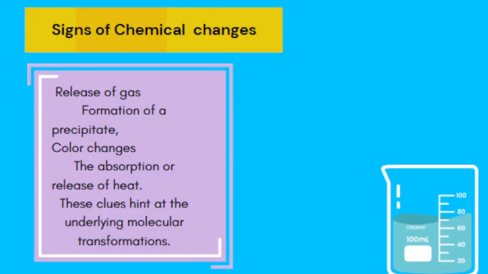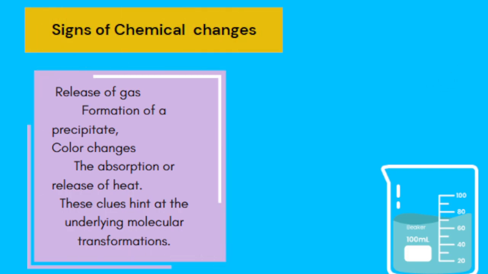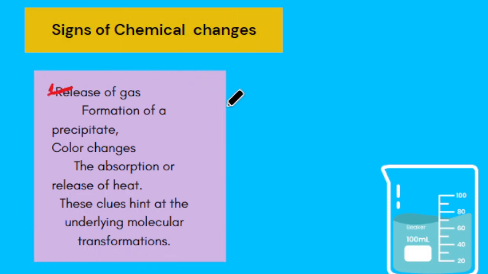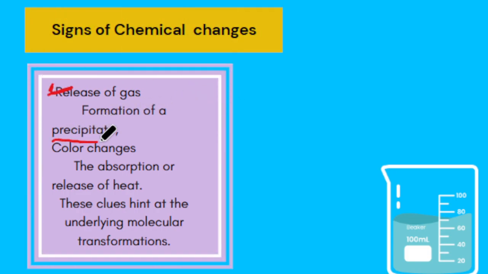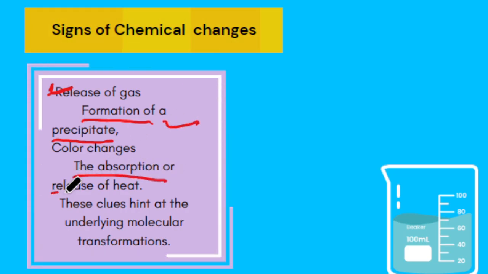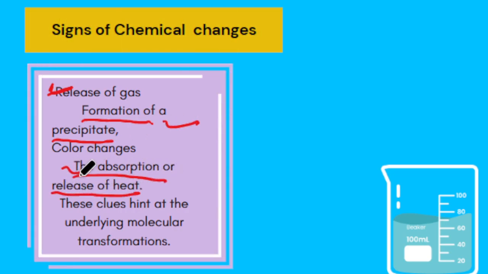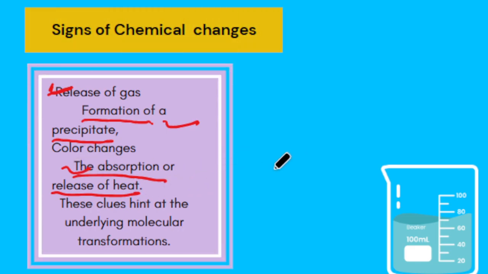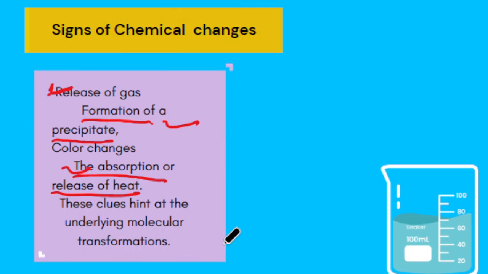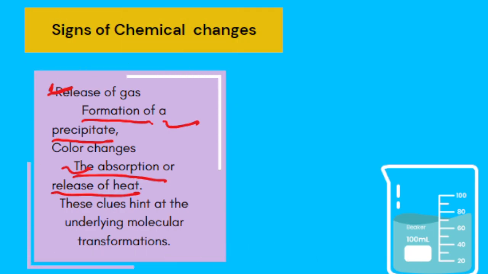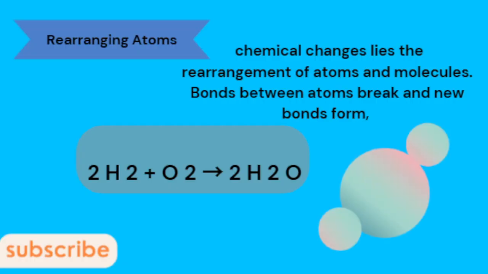There are some simple signs to understand what chemical changes are. The first one is any release of gas. Formation of a precipitate in any reaction, and absorption or release of heat, are also signs of chemical change. So these clues and signs help us understand what chemical changes are. Okay, let's take some examples to understand better.